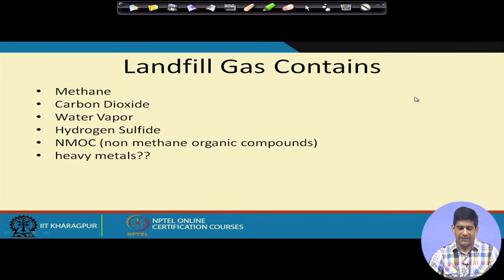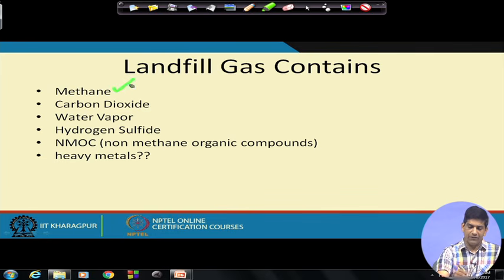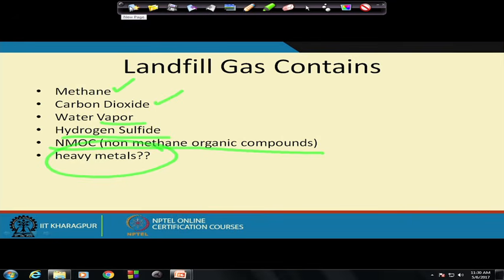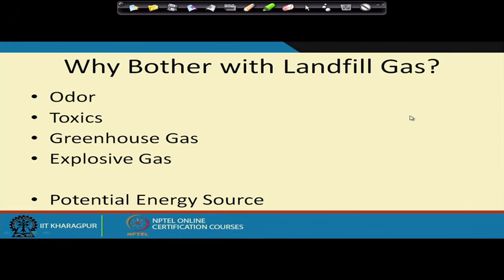So what are the things in the landfill gas? We have methane. We have CO2, which we talked about. There could be some water vapor. There is some hydrogen sulfide, which will create some smell. And then there are some NMOCs, non-methane organic compounds, and there could be some heavy metals, with a question mark there, it could be there, may not be there. Some heavy metals which can potentially volatilize at a low temperature may show up, but most of the time you will not see any heavy metals showing up in the landfill gas.